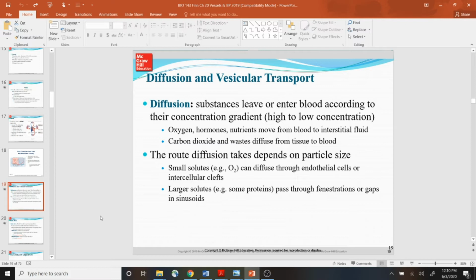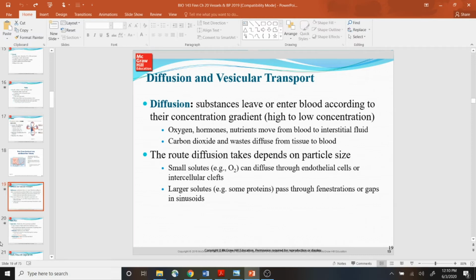All right. So let's see where we're at here. Our first big objective is covering what's called bulk flow at capillaries. To understand that, first of all, we need capillaries for substances to be able to leave the bloodstream and also enter the bloodstream according to their concentration gradient, typically with diffusion forces. So oxygen, hormones, nutrients, carbon dioxide, and waste. Obviously, we'd want oxygen and nutrients to move from the blood into interstitial fluid, and we'd want carbon dioxide and waste to diffuse from the tissue interstitial fluid to the blood.